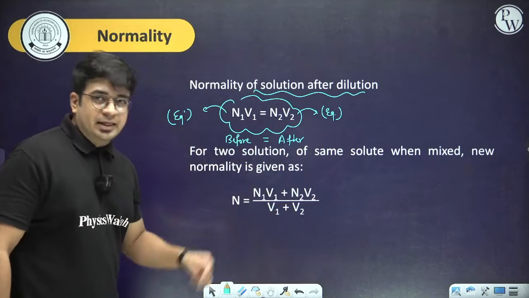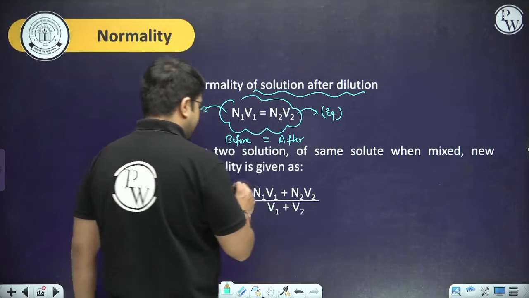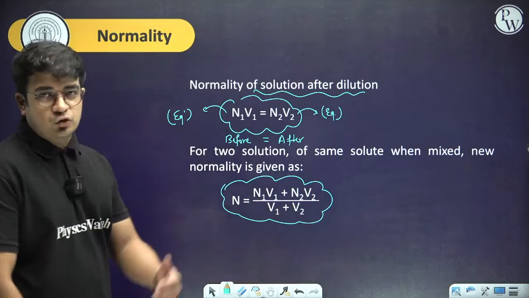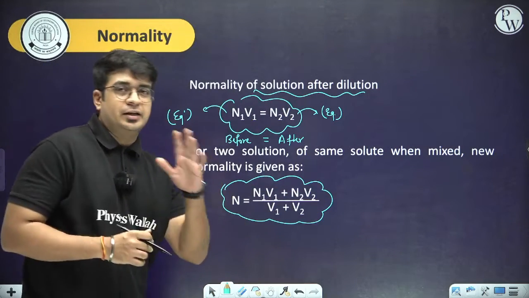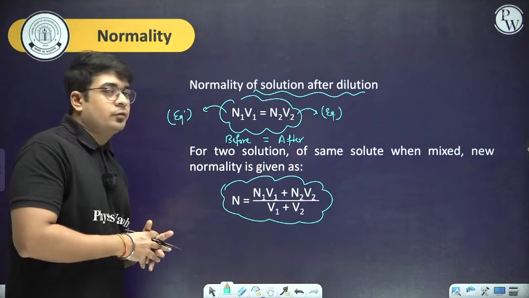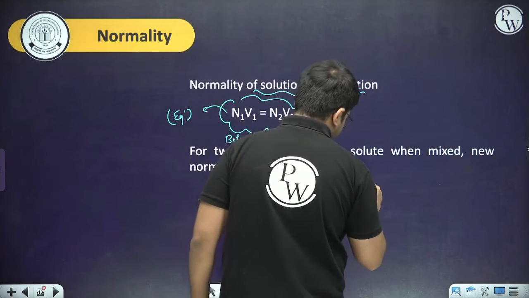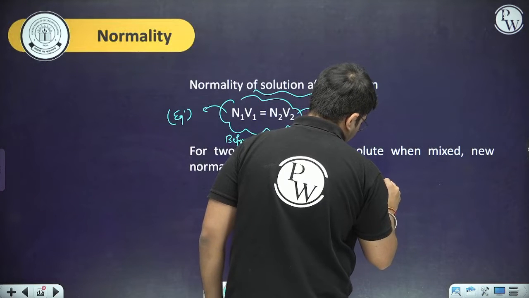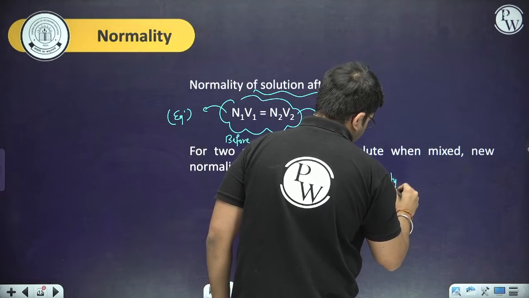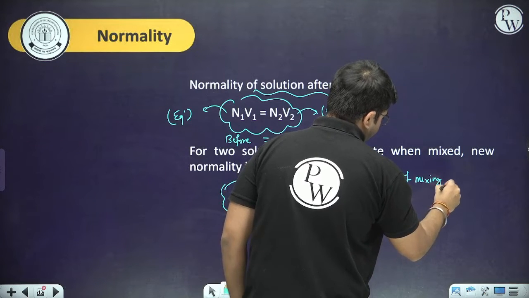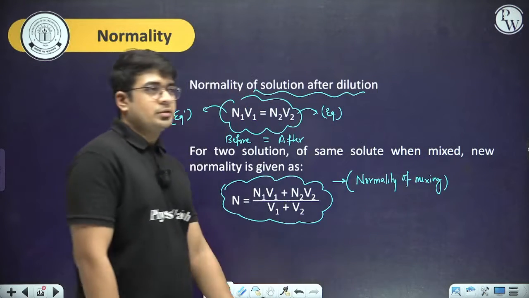If you are mixing, then use the concept of mixing, that N total will be equal to N1 V1 plus N2 V2 plus N3 V3 and so on, divided by V1 plus V2 plus V3 and so on. So this is the concept of normality of mixing. That part you have already done. So that will be the normality of mixing. Okay. I hope this entire portion is clear.